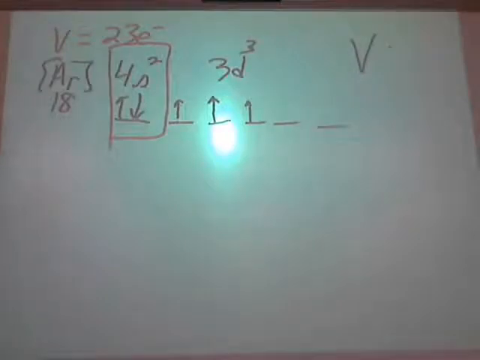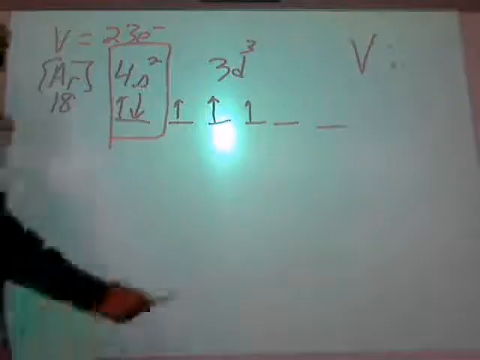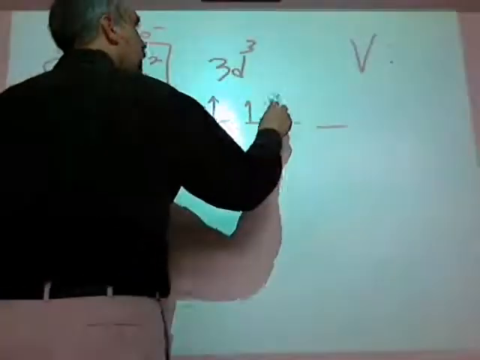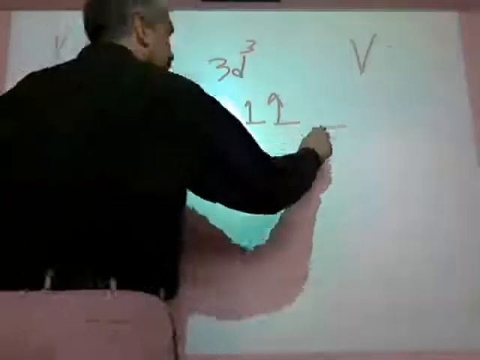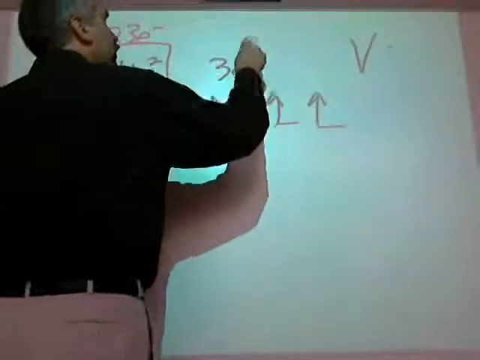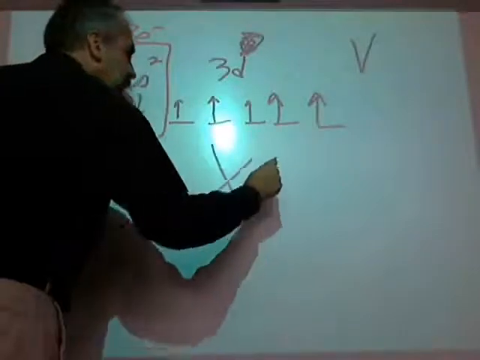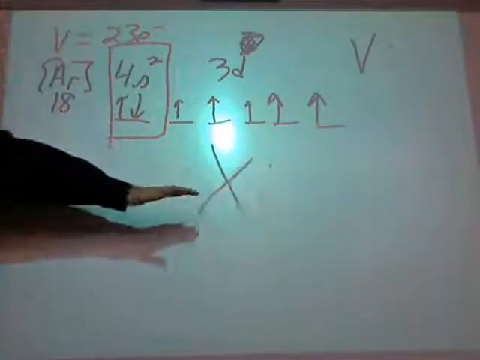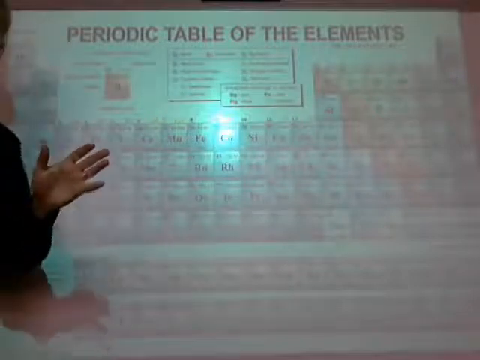The element after vanadium is chromium. Chromium would look like this, wouldn't it? And the element after chromium is manganese, and it would look like this. I would change this number to a 4 or a 5 or a 6 or a 7. Would it change how many dots go to the side of them? So what does everybody in the middle here have, basically, for the electron dot notation? Two dots.